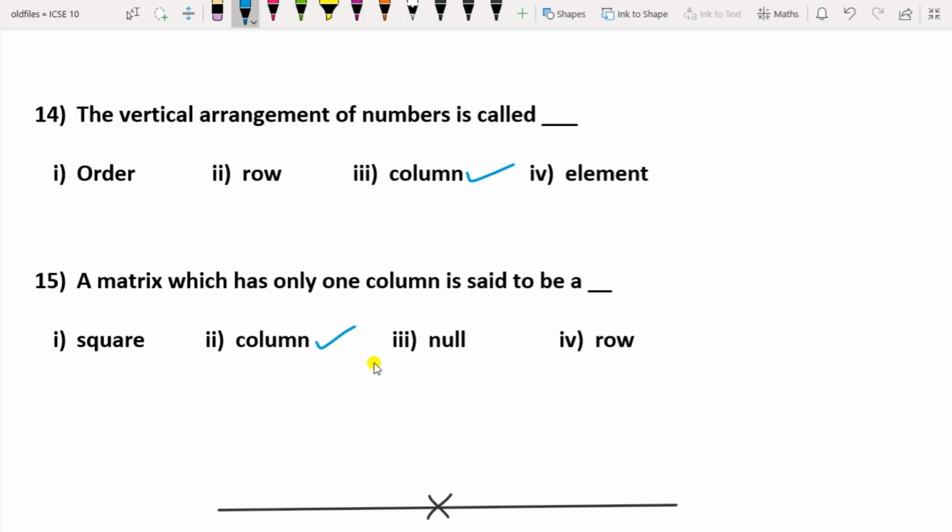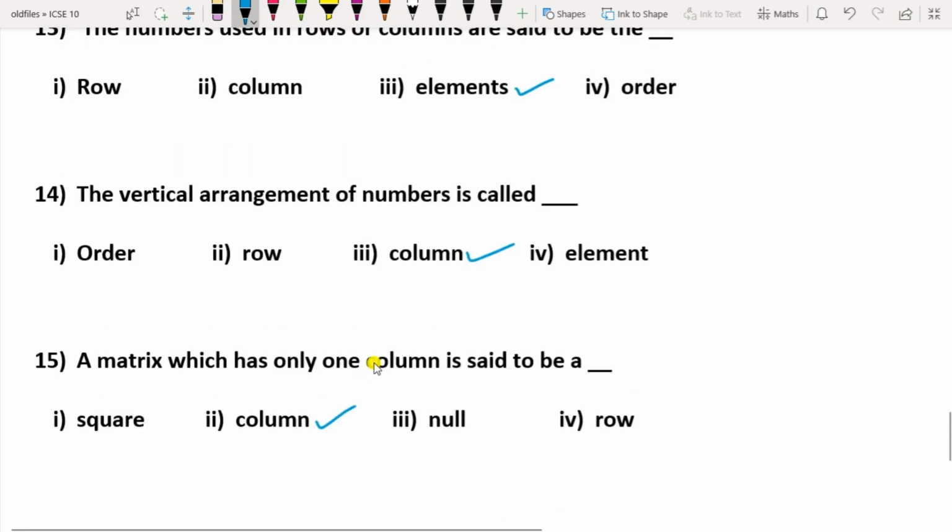So these are some of the MCQs that I have solved here. I will be doing another video on the MCQs, so you can go through that video too.